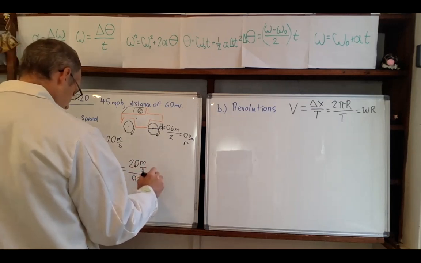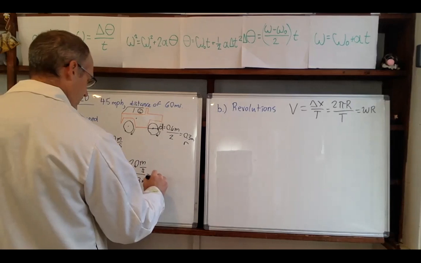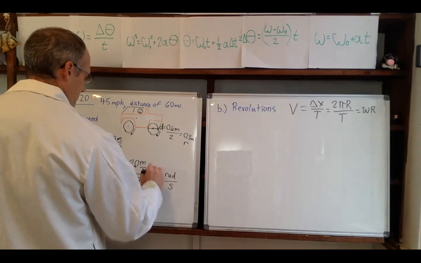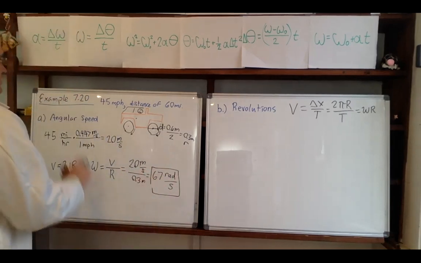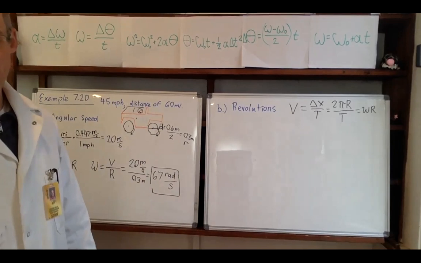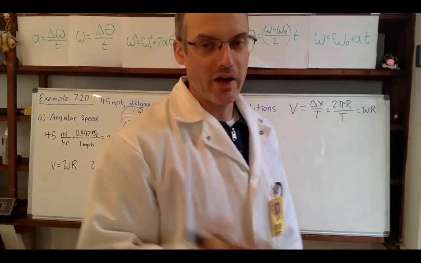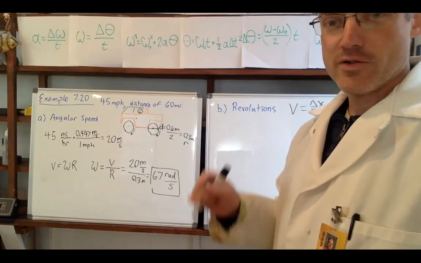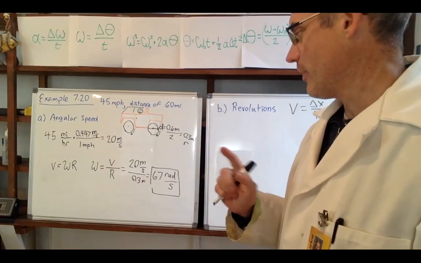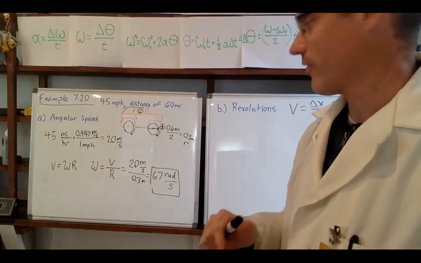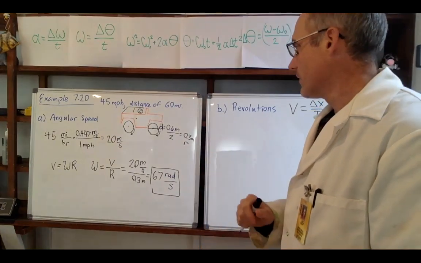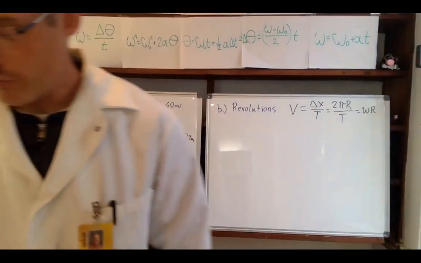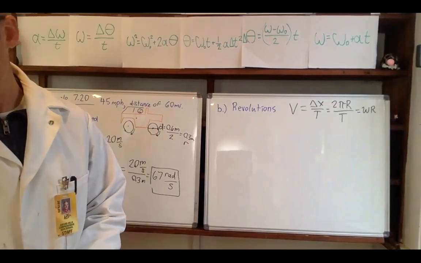So that gives us an angular velocity of 67 radians per second. Okay, so that's your angular speed of the tire. That's telling you how quickly the tire is rotating. It's going 67 radians per second. Okay, that's not revolutions per second. That's radians per second. And we're going to use that for part B, because for part B we want to know how many revolutions that is for the tire.